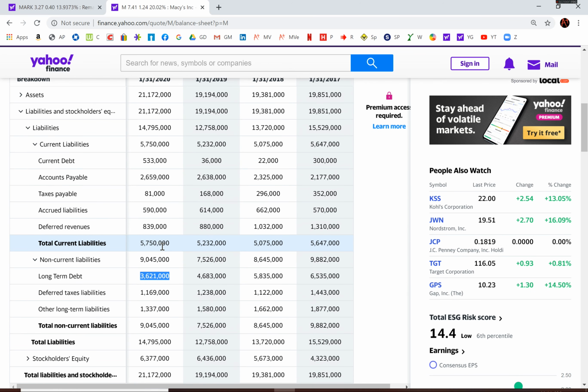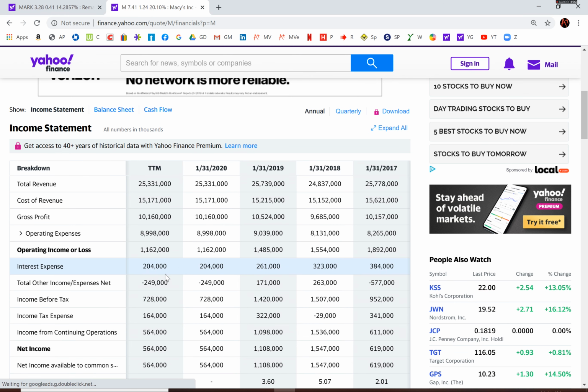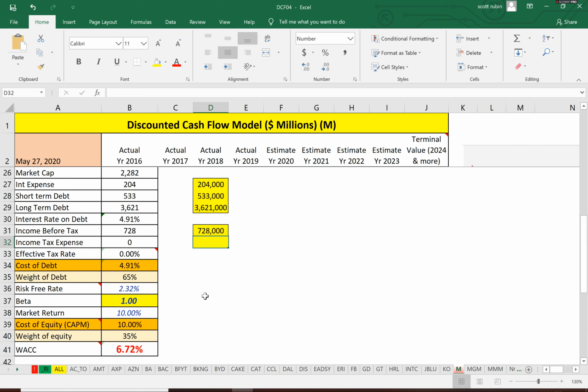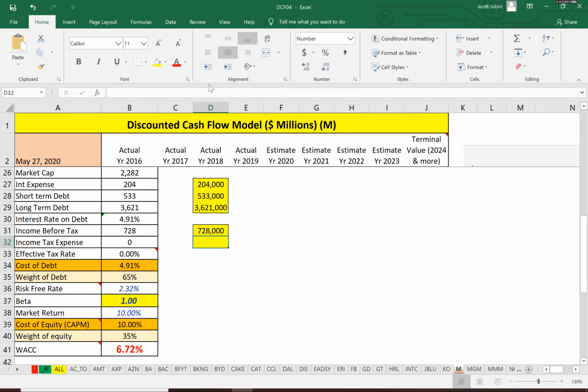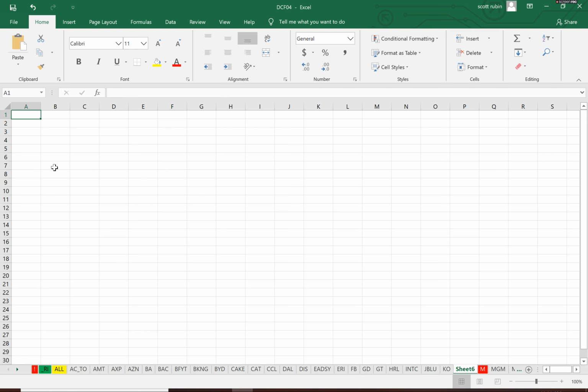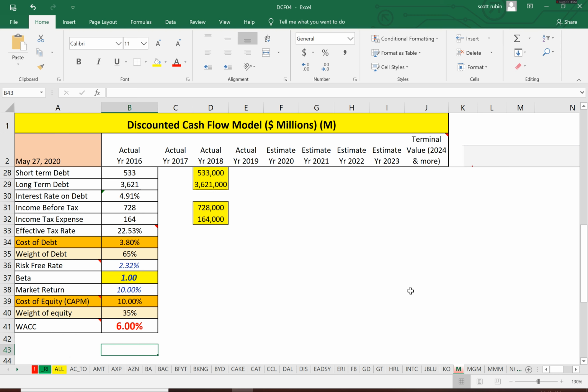So what's the income before tax? And that's 728 million. And now the taxes are 164 million. So they pay 23% in taxes. So even though they had 4.91% interest on the debt, it's actually deducted down to 3.8%. That's the cost of debt.